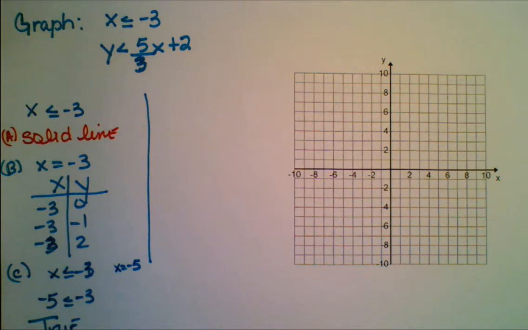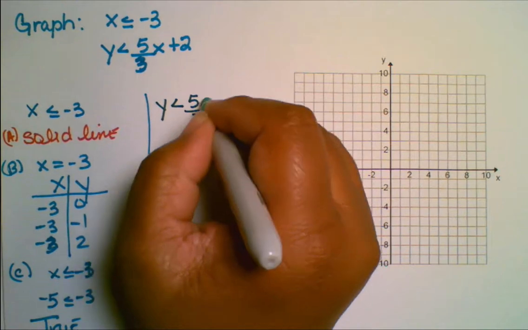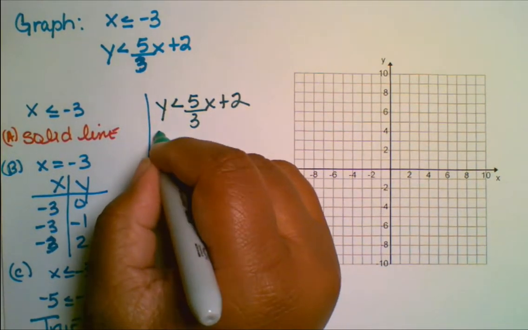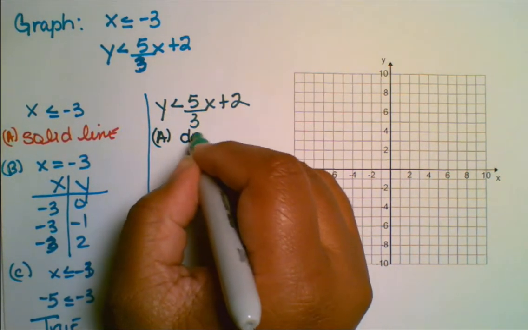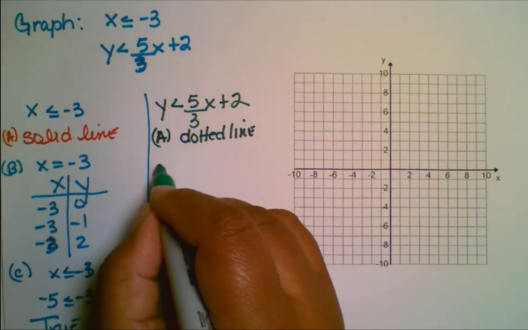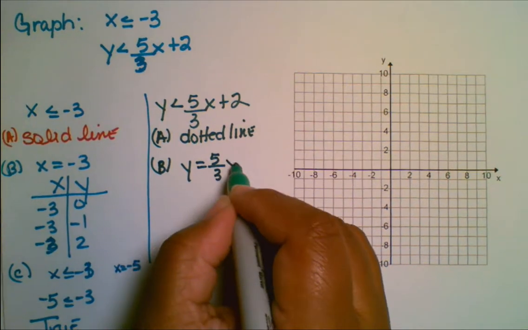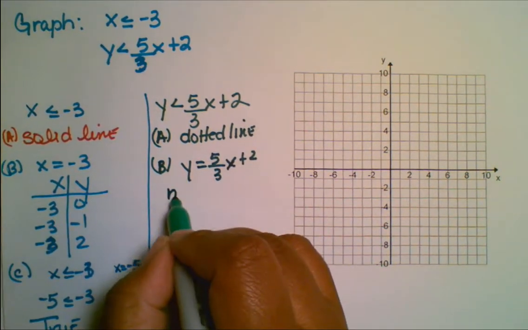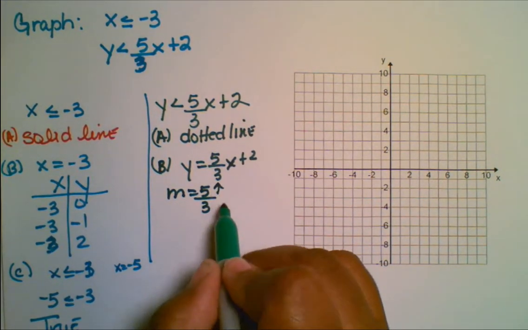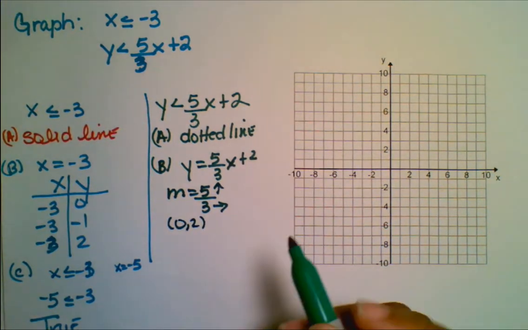So our second inequality, we have y is less than 5/3 x plus 2. Because it's less than, we have a dotted line. We're going to graph y is equal to 5/3 x plus 2. Here because it's y equals, we can find the slope. Rise 5 units, run 3. Our y-intercept is at 0, 2.